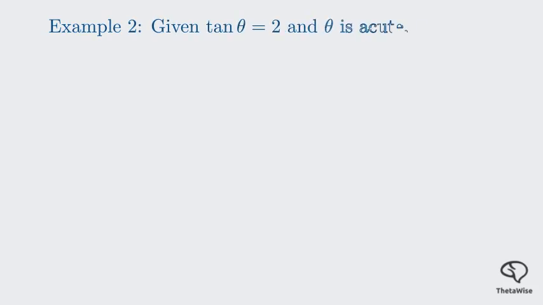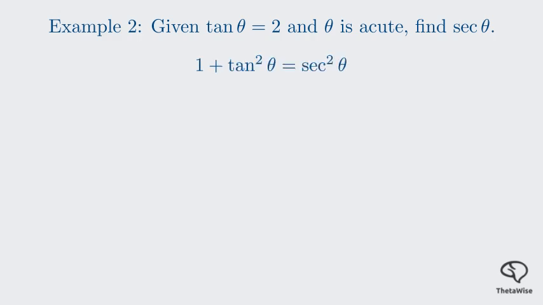Let's work through a second example using a different Pythagorean identity. Suppose we are given that tangent theta is 2 and the angle is acute. We want to find secant theta. Since we have tangent and want secant, the identity 1 plus tan squared theta equals secant squared theta is perfect for us.